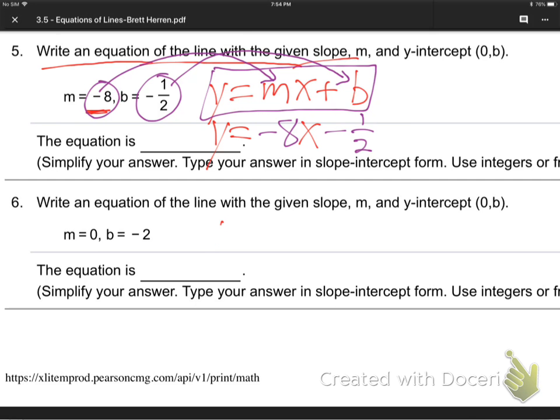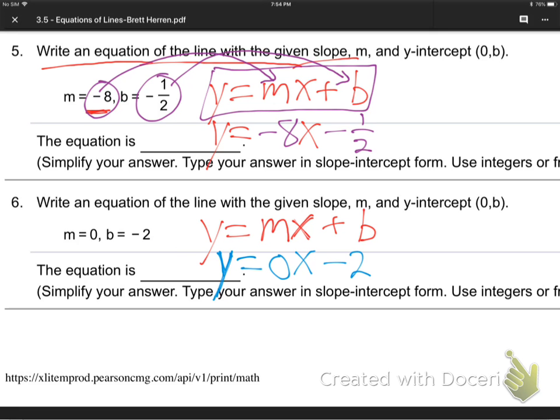So the next one is y equals mx plus b again. They're telling me the m is 0, so it's going to be 0x, and the b is -2. Is that good so far? So y equals 0x minus 2.